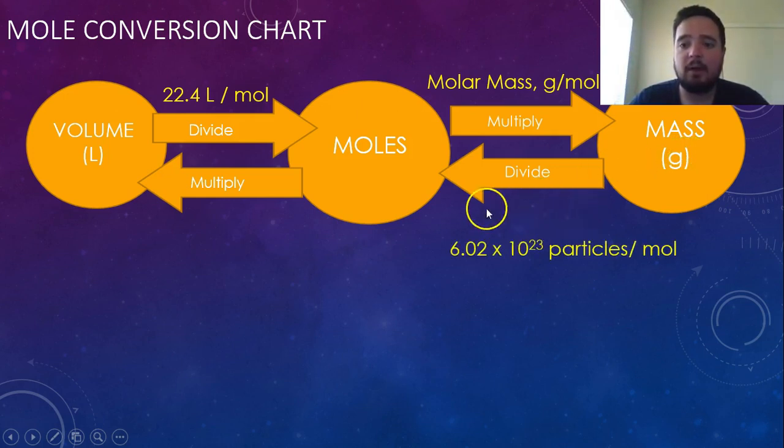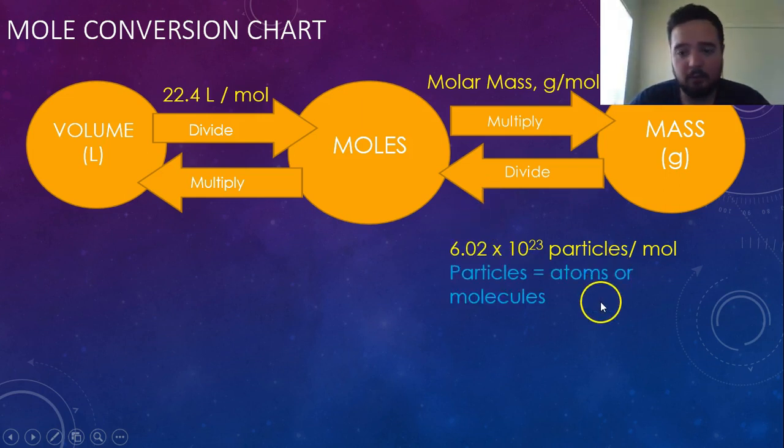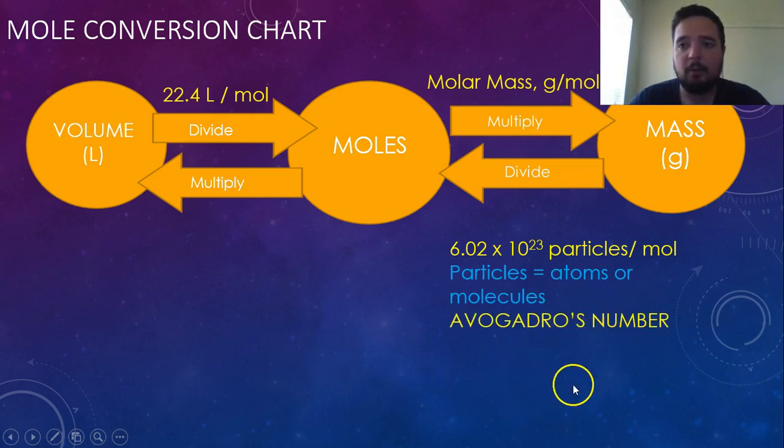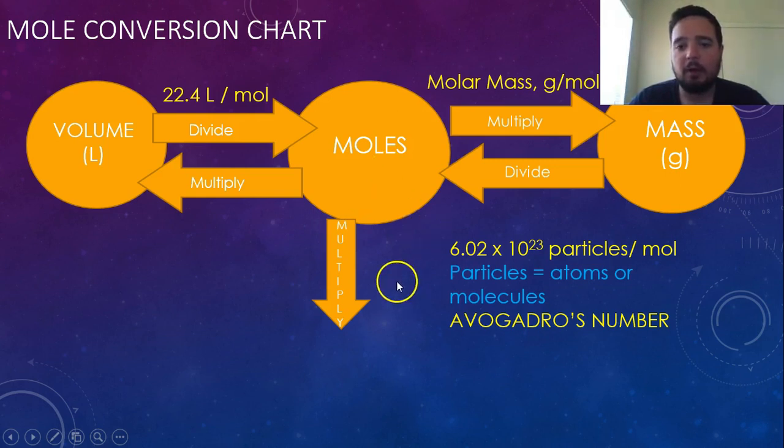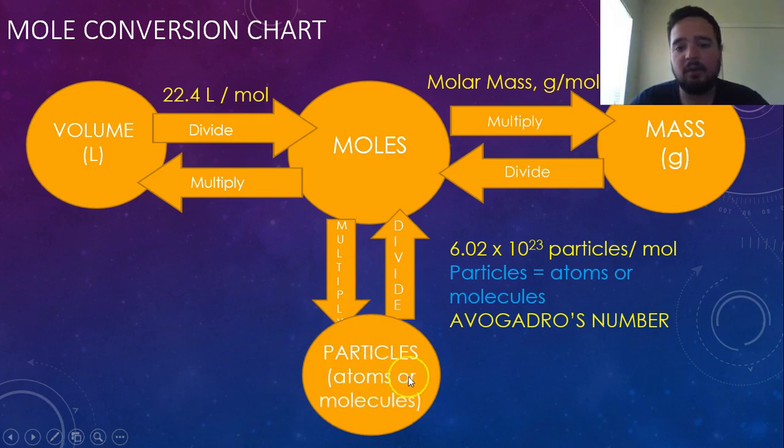Then we get down to Avogadro's number. Remember, Avogadro's number is 6.02 times 10 to the 23rd particles per mole, and this can be atoms or molecules. If I'm going from moles to atoms or molecules, I'm going to multiply by Avogadro's number. If I'm given atoms or molecules, I'm going to divide to go back to moles. Again, particles means atoms or molecules. There are no particular units for this, but you want to label it atoms or molecules because you know what you're talking about, like atoms of hydrogen compared to molecules of hydrogen in the previous problems.